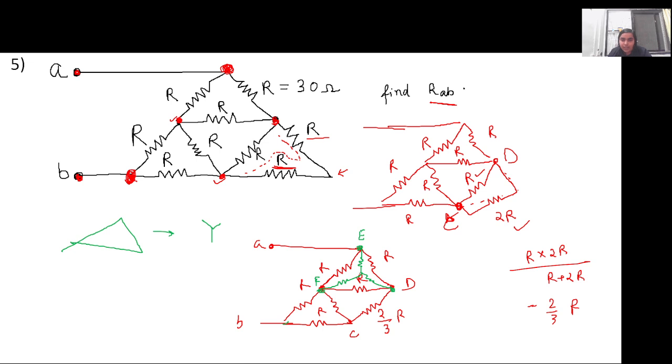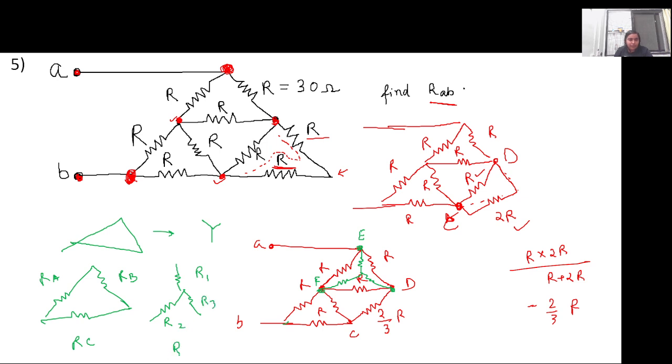Sir had shown the star delta conversion, how to convert it, right? So imagine you have a delta circuit in which there is RA, RB, and RC. The equivalent star network will be connected like this. So let us write these as R1, R2, and R3, right?